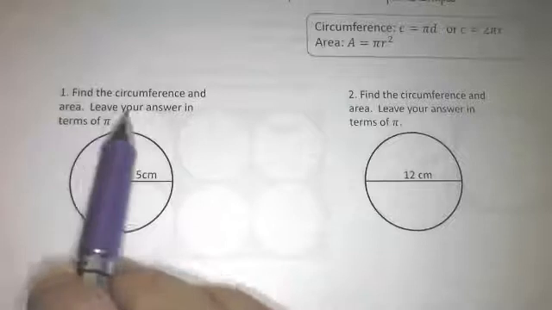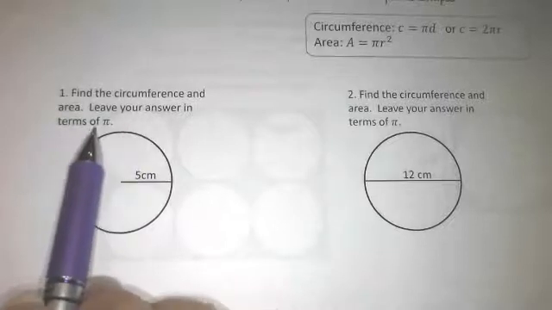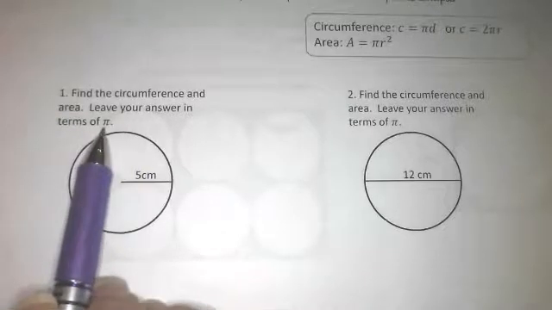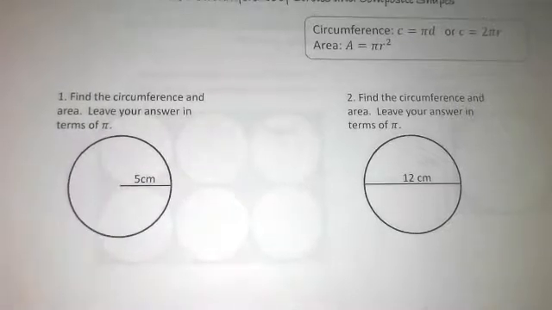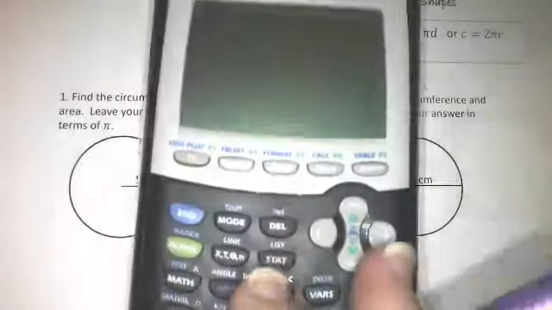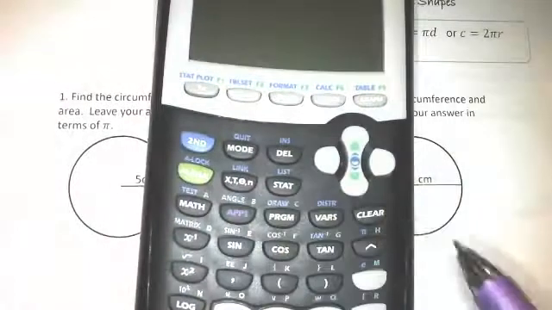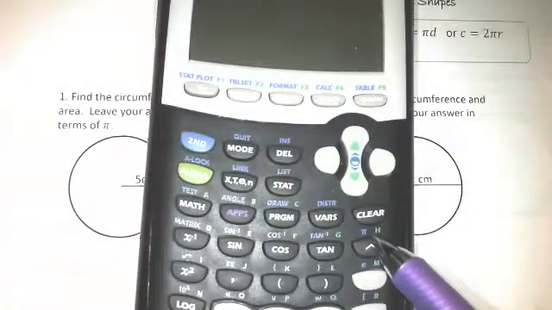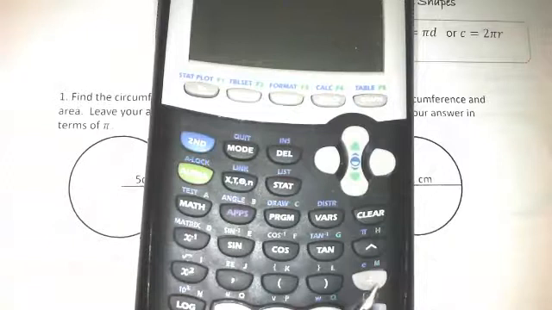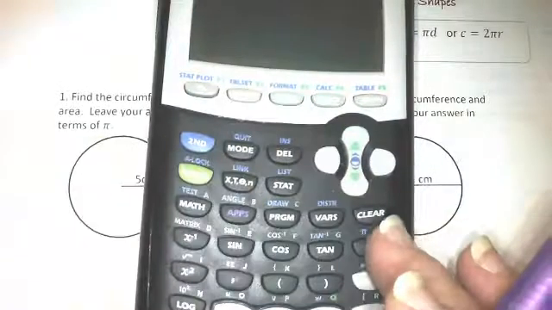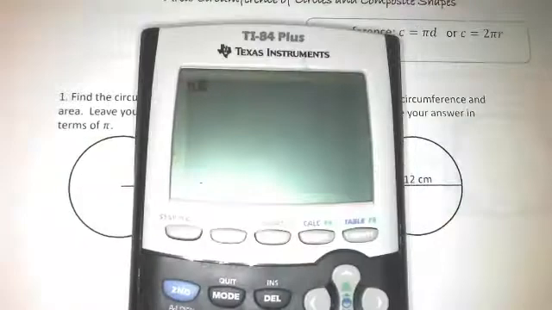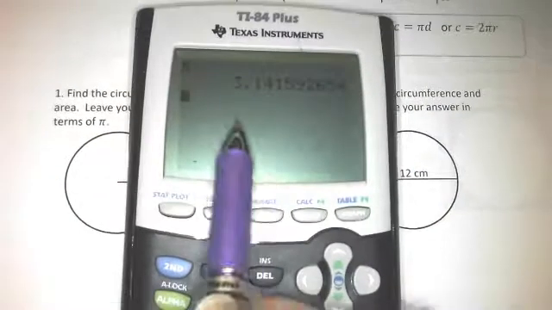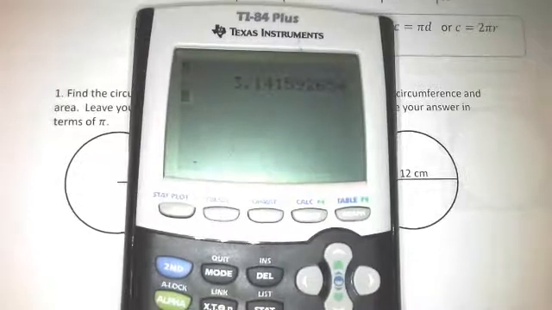All right, find the circumference and the area. Leave your answer in terms of pi. So this is back to where we want you to find the exact answer and don't put 3.14 in your calculator. If ever you are rounding off though, don't put 3.14. Use the pi button. That's going to get you a more accurate representation of pi. It's second and then the caret, and it'll give you more decimal places than 3.14.